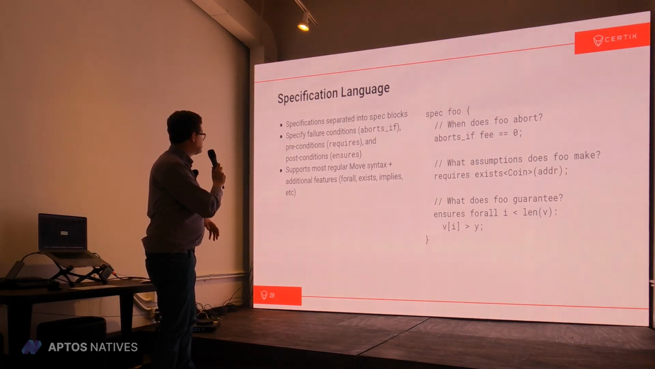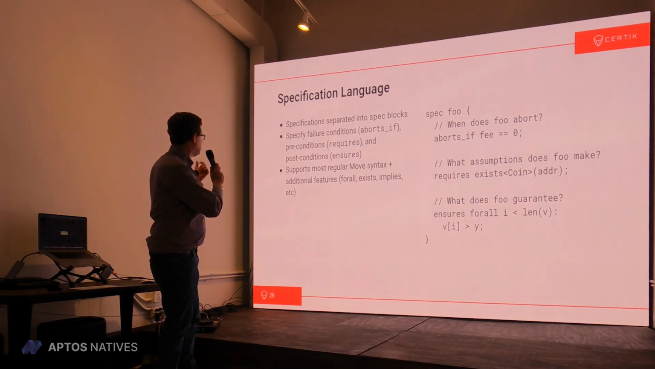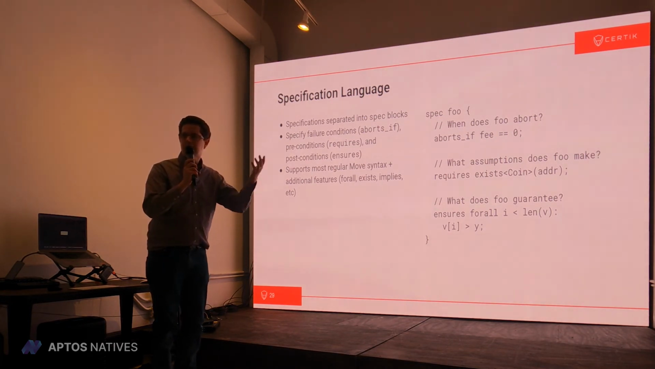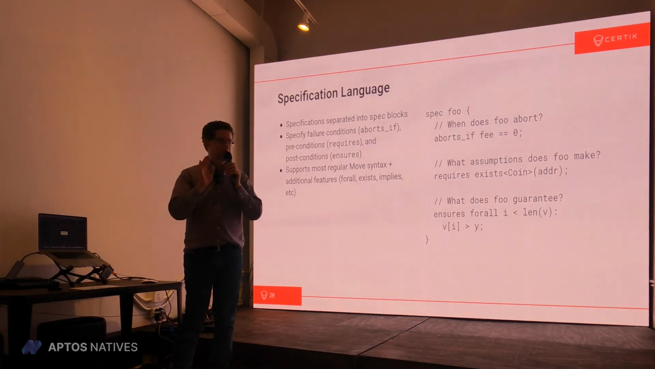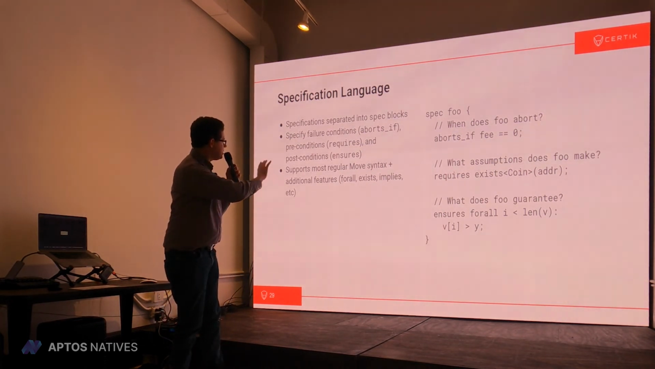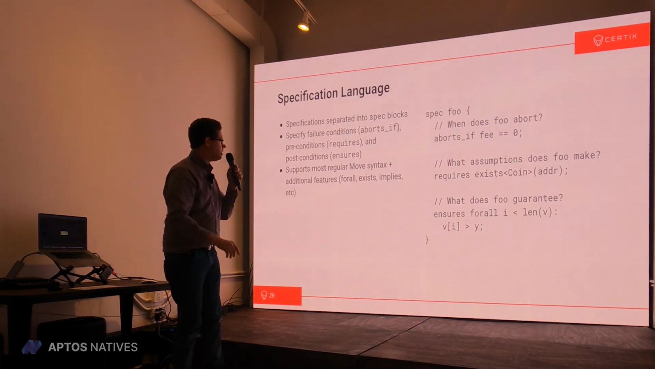The specifications are separated into spec blocks. The specifications specify 3 things. They specify what the failure conditions are. They specify preconditions, requires, like before you call this function, this must be true. And they specify post-conditions. And so this has sophisticated language support for verification, with things like for all and exists.